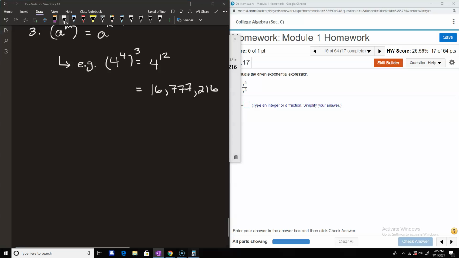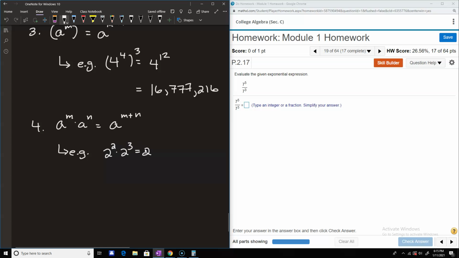For number 4, the property that we're seeing here is, so there's kind of two properties that go hand in hand. I'll list the one that doesn't apply first. If you have a to the m times a to the n, the same base being multiplied, then what happens here is you actually add the exponents. So let's say we had 2 squared times 2 to the 3rd. This would be 2 to the 2 plus 3, which is 2 to the 5th, which would come out to 32.